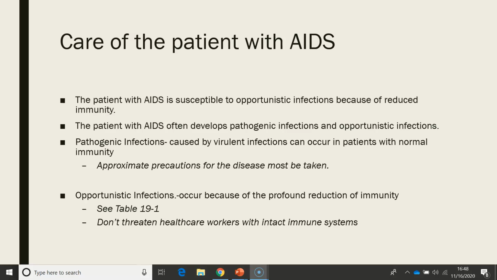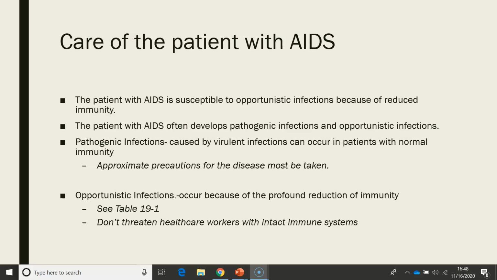So the patient with AIDS is susceptible to opportunistic infections because of their reduced immunity. Again, because they have low CD4 plus T cell counts. The patient with AIDS often develops pathogenic infections and opportunistic infections. Pathogenic infections are caused by virulent organisms that can occur from the patient's normal flora. Appropriate precautions for the disease must be taken.